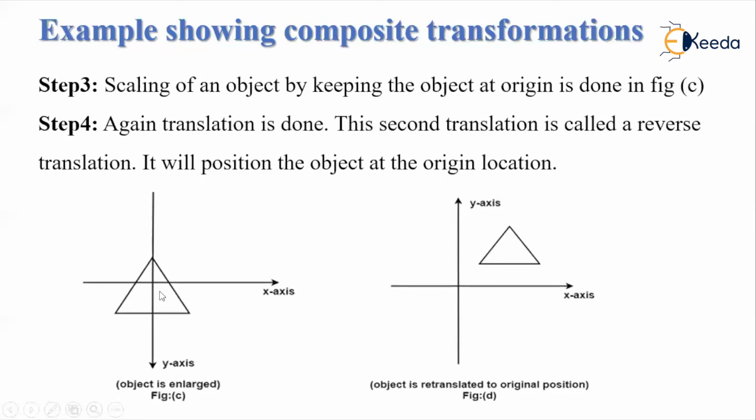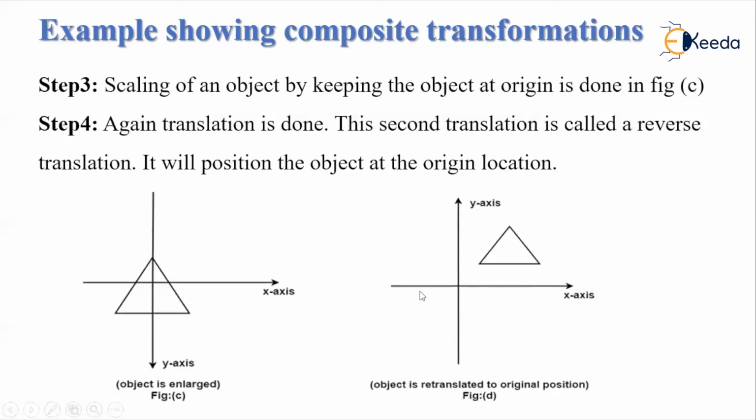Again, we have to translate that object to the original position. So for moving the object to the original position, we have to do the translation again. So again, translation is done. This second translation is called the reverse translation. It will position the object back at its original location. So we will get the object at the original position with the help of reverse translation.